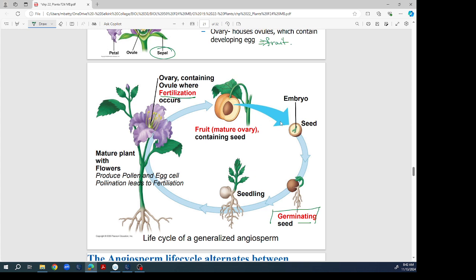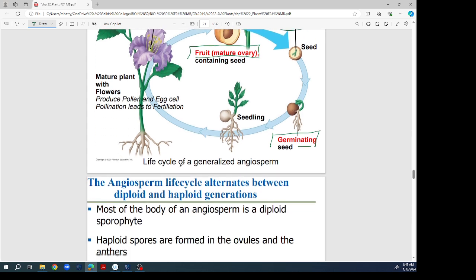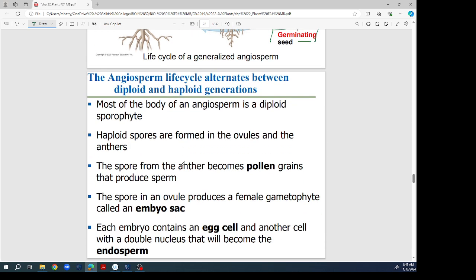So in these ones, we've got the ovary becoming the fruit, right? So that fruit is the mature ovary. And then in there, we have the ovule becoming the seed. And the seed holds the embryo. And so, there's a few, like I say, misnomers and things to get sorted out here.